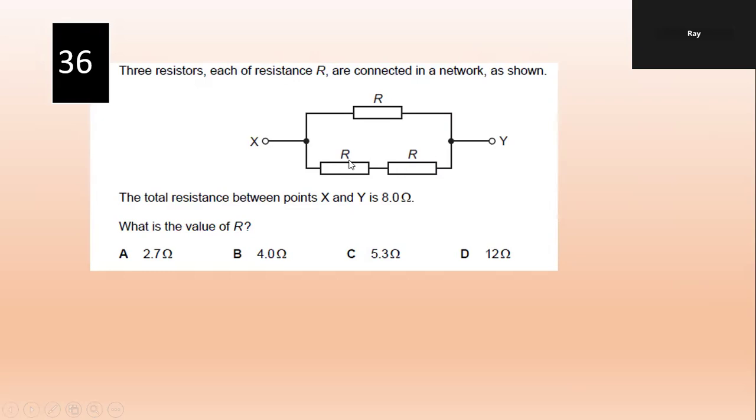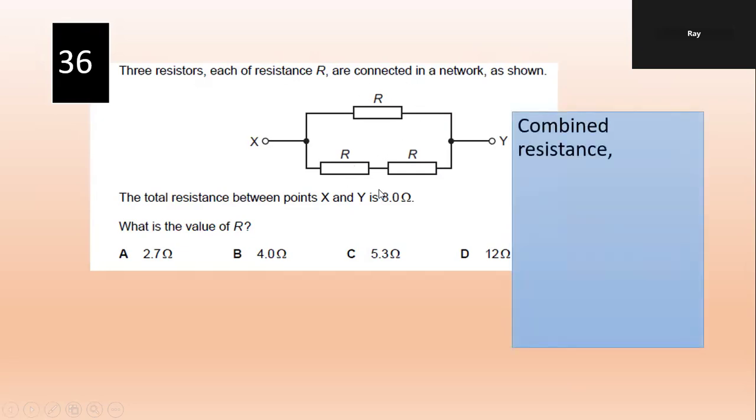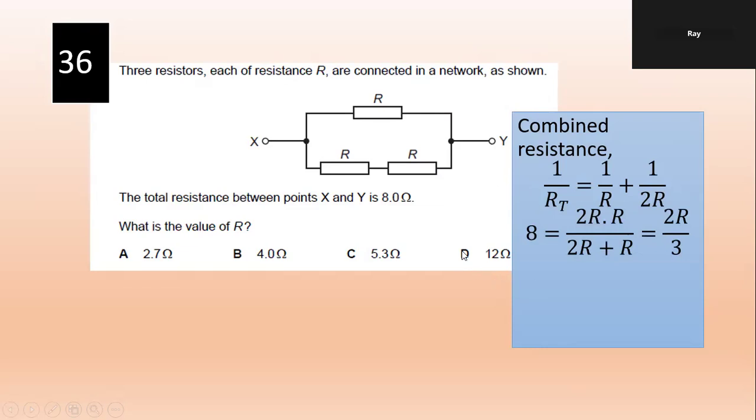E. Add these two together, lor. Get one resistor, and then it becomes parallel. The combined resistance, or total resistance, 1 over R plus 1 over 2R, and that total resistance is 8 ohm. Donkey, okay. Any comment? Oh yeah. No.